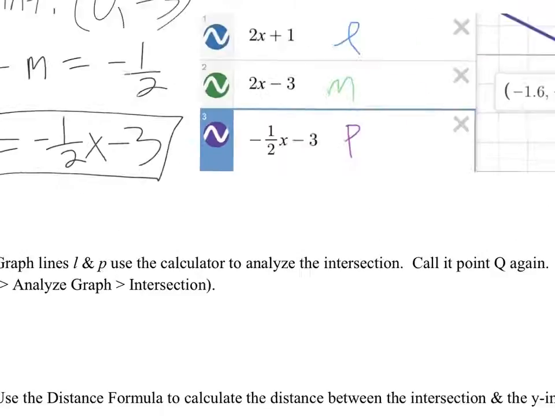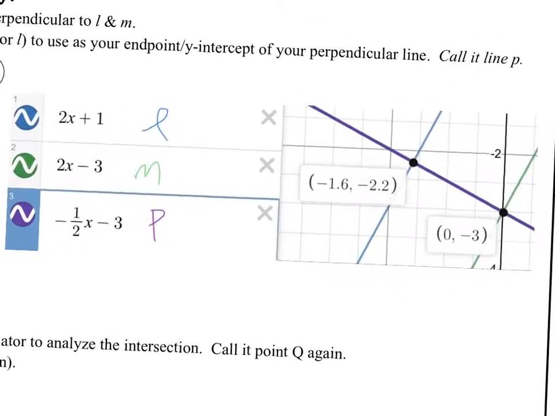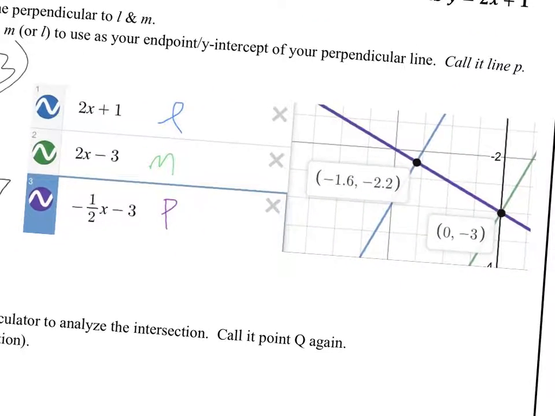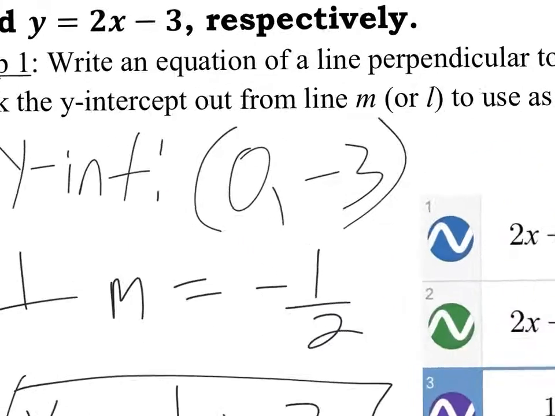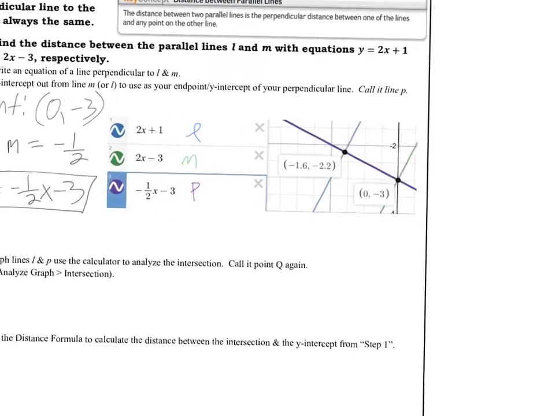And so if you graph just M and P, they would just be intersecting here at 0, negative 3, which we've already used. We already used that point. So it doesn't matter if you graph all 3 lines or just 2 of them. Because they intersect here at 0, negative 3, as they should. That was the point I used here for the y-intercept.